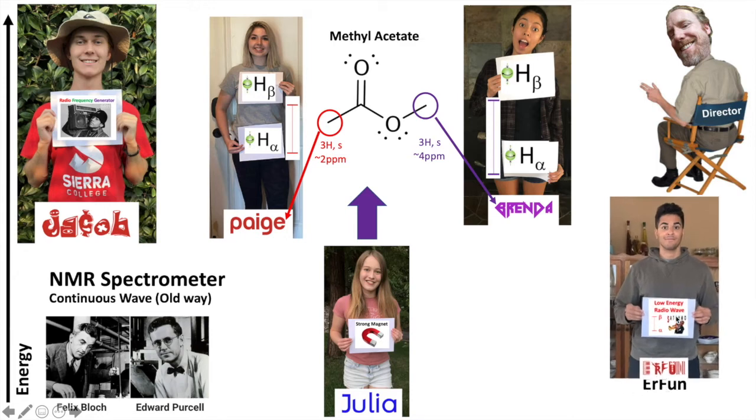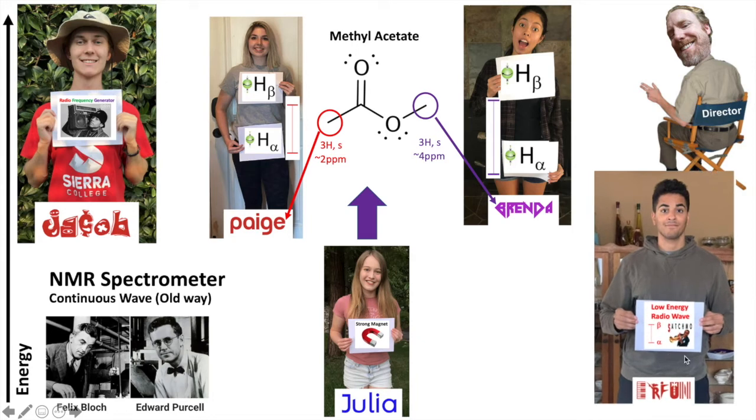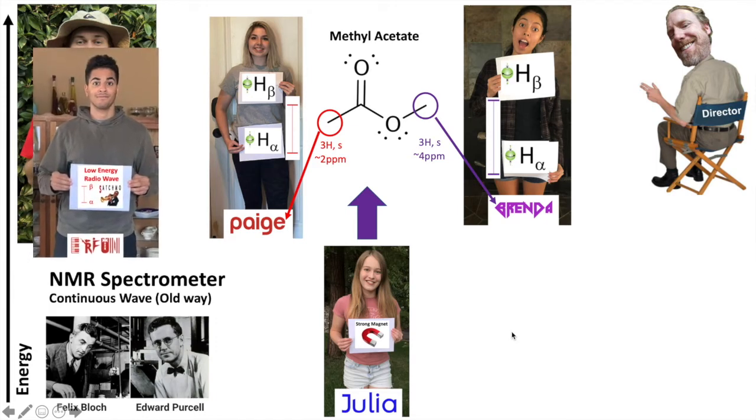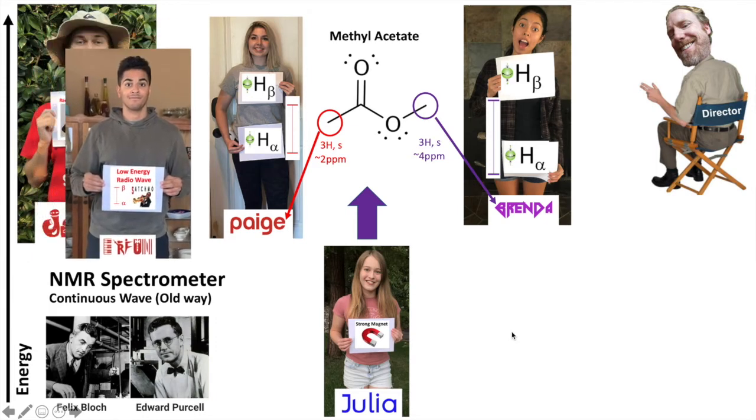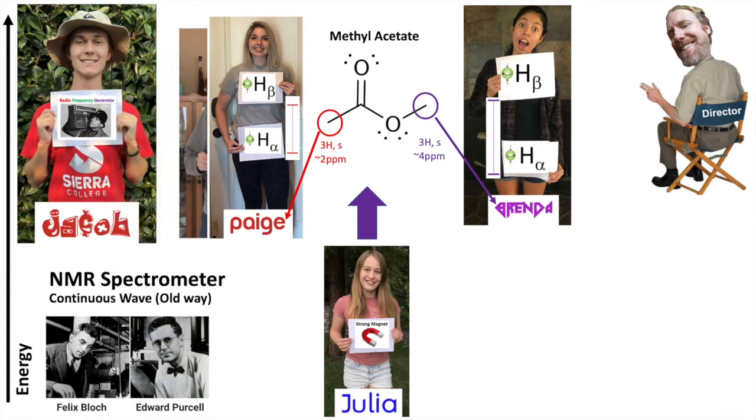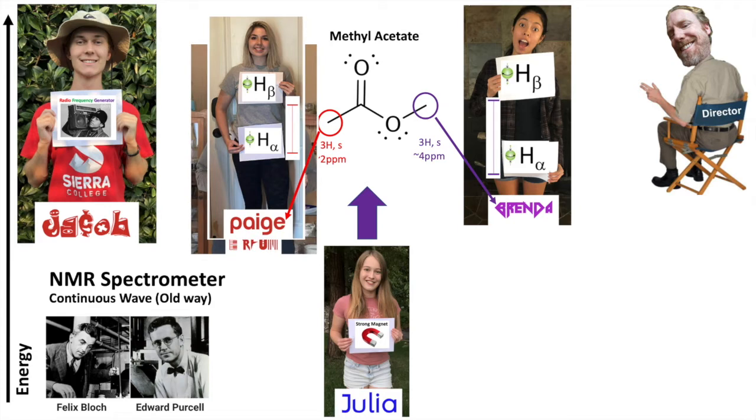So he's got a low energy radio wave, so I use Satchmo to represent that. And so his alpha and beta spins, he's going to affect an alpha beta spin state that has a small energy gap. So, and I think to myself, what a wonderful world. Yeah, there it is.